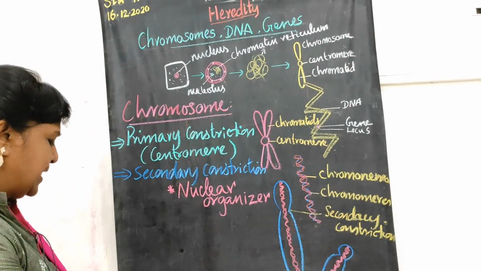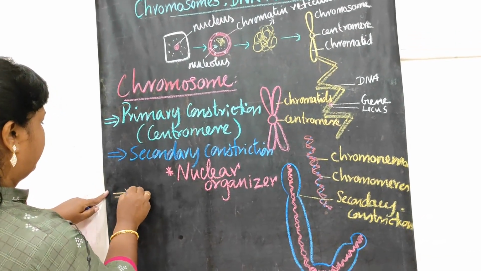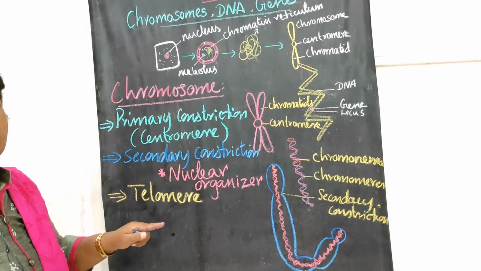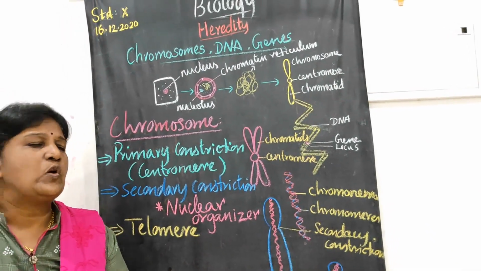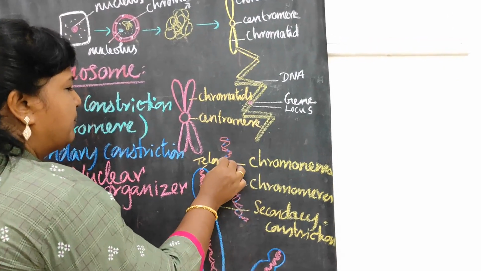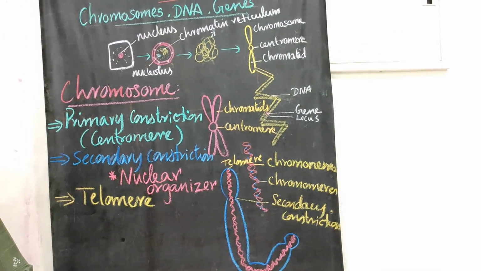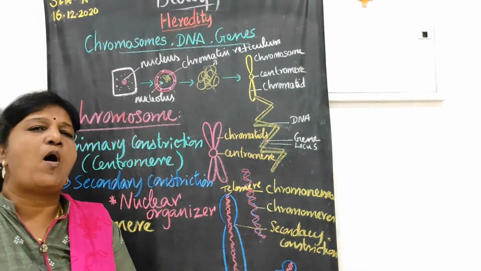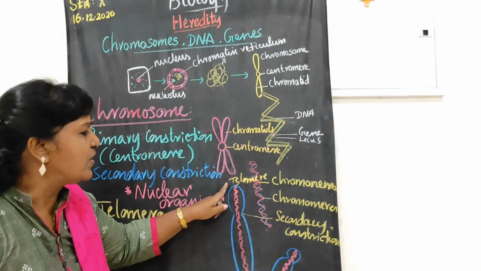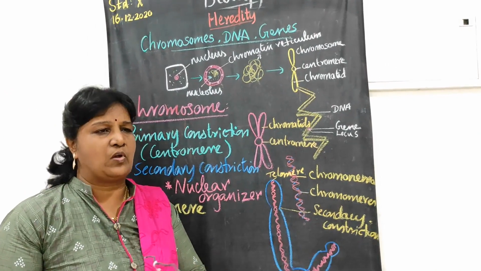And the next one is telomere. The terminal end of the chromosome is called telomere. So here it is said to be telomere. The terminal end of the chromosome is said to be telomere, and it maintains and provides stability to the chromosomes. It provides stability to the chromosomes.